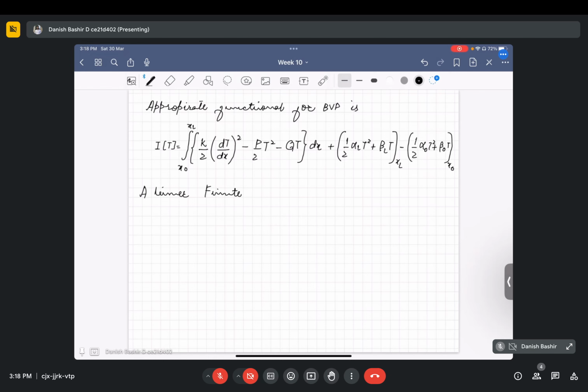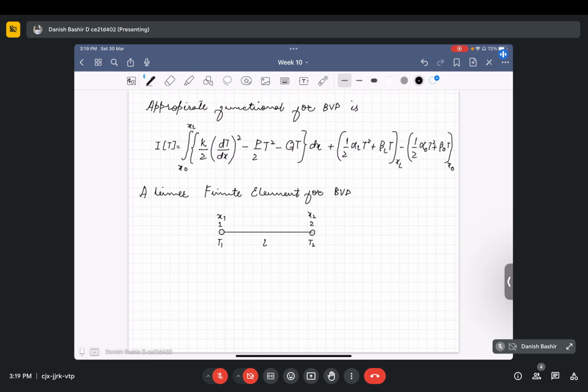Finite linear finite element for boundary value problem. We can use a finite element of this form. It has two nodes, node 1 and node 2, of length L, having nodal values T1, T2, same formulation that we did. It has one node at x1 and x2.